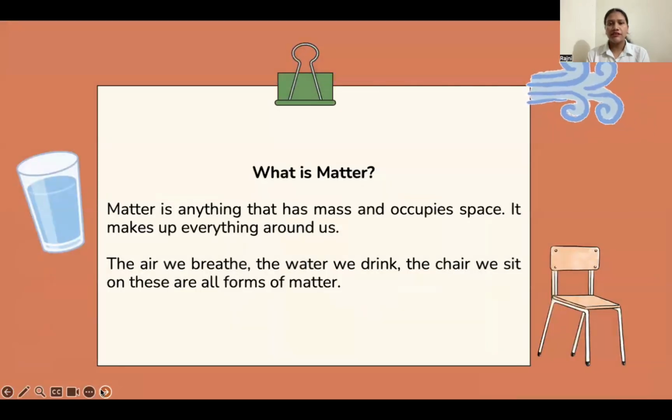Firstly, what is matter? Matter is anything that has mass and occupies space. It makes up everything around us. So, the water we drink, the chair we sit on are all components of matter, different types of matter.